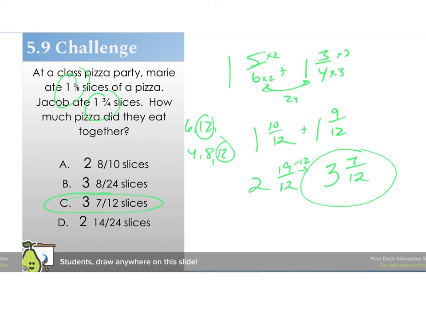If you simply multiply them together, 1 5/6 plus 1 3/4, this would be 1 20 24ths plus 1 18 24ths. I would end up with 2 38 24ths. Then if I subtracted, that would be 3 14 24ths. So that's still not the correct answer. It would be 3 14 24ths, but then this would reduce down to 3 7 12ths.